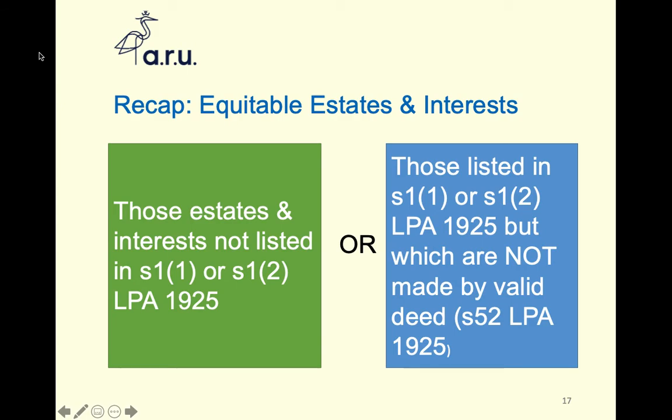So if it's not listed in section 1.1 or 1.2, or it's not been made by a deed, then it's only ever going to be equitable. So if it falls into the section 1(3) category, anything else, not those 2 and 5, or it did fall into 1 and 2 but didn't have the right document on it, then it will become equitable.